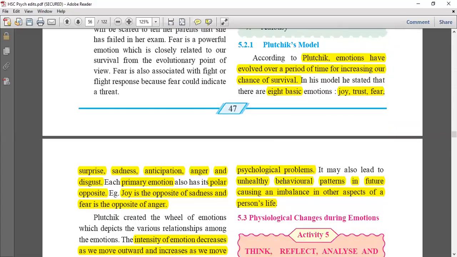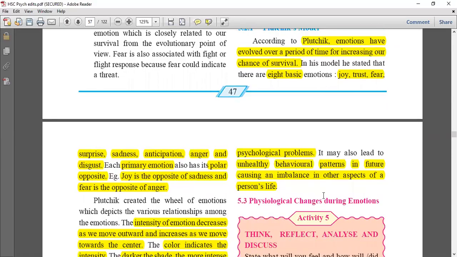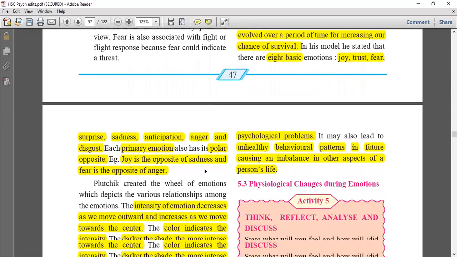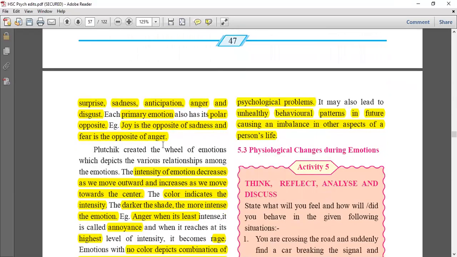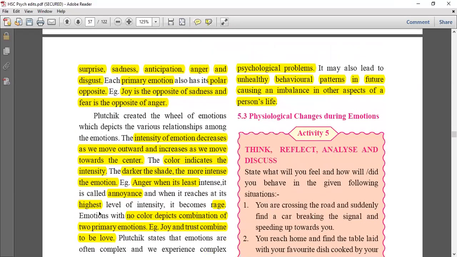So this Plutchik's model of emotions, he says that emotions have evolved over a period of time. Obviously it doesn't make sense that this will be there, but let's just go over it. So your joy, trust, fear, surprise, sadness, anticipation, anger, and disgust. Each primary emotion also has a polar opposite.